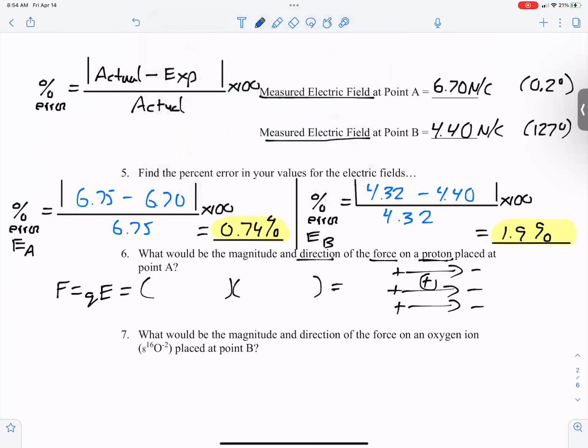Okay, now let's fill this out. For the magnitude, we need the charge of a proton, that's the elementary charge e, 1.6 times 10 to the negative 19 coulombs, times the expected measurement of the field at point A, which was 6.75 newtons per coulomb. Throw that in your calculator. Okay, and we're getting a value of about 1.08 times 10 to the negative 18 newtons. You could either say directly to the right or 0 degrees. Either way is fine.